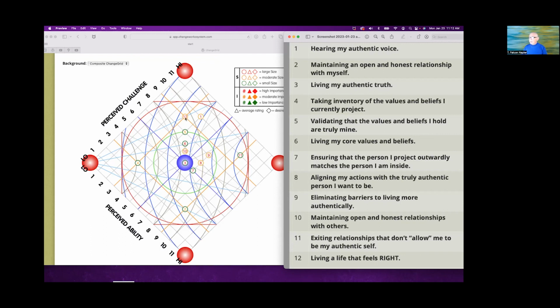And so again, like number 12, living a life that feels right, or number 5, validating that the values and beliefs I hold are truly mine. Number 6, living my core values. Number 10, maintaining open and honest relationships with others. Number 4, way over here, in fact, taking inventory of the values and beliefs I currently project. Linda is saying in the change grid that these are things that she still sees herself as having room to learn more, really be able to do this.